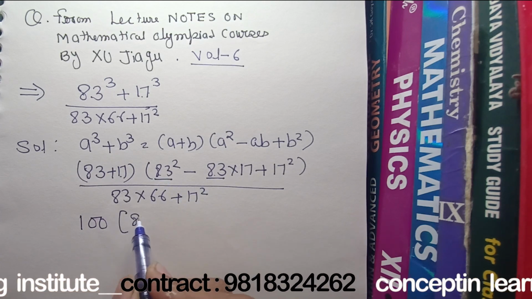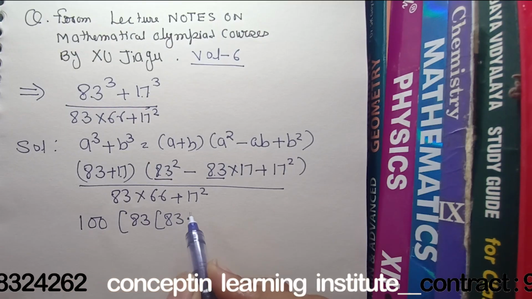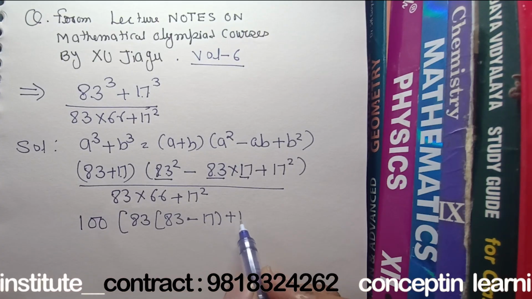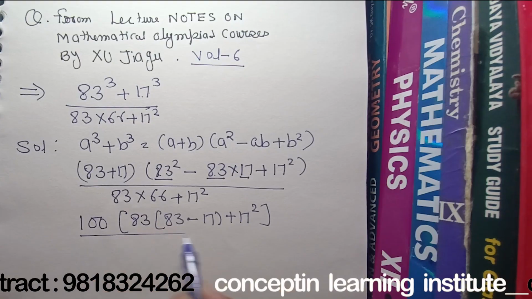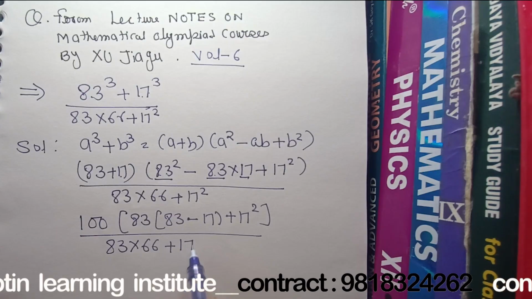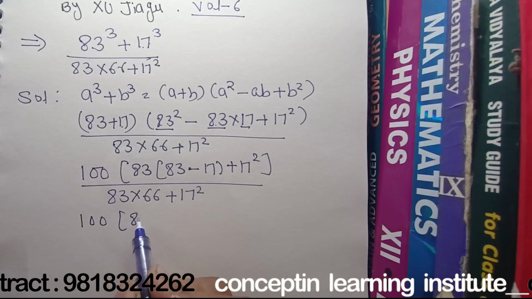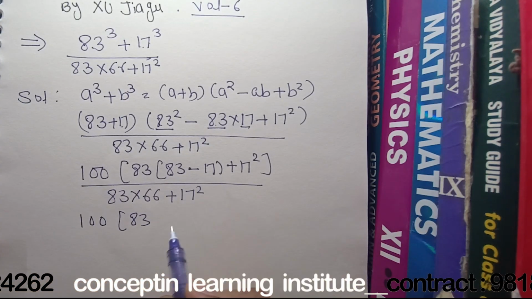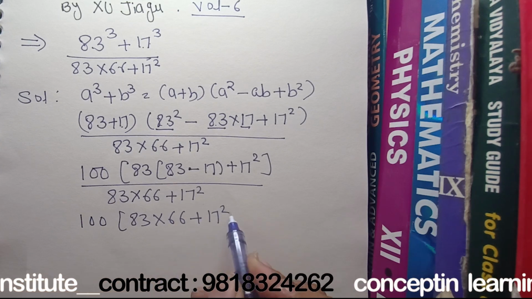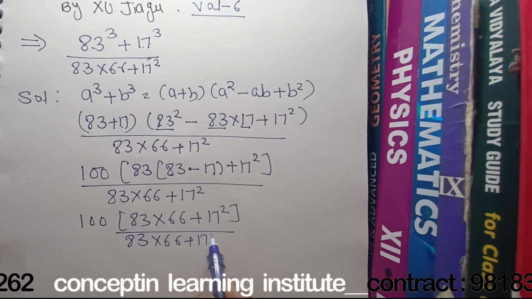Take common, so 83 common will come, this becomes 83 minus 17 plus 17 square. Here, 83 into 66 plus 17 square. On solving, this becomes 100. So 83 minus 17 becomes 66, plus 17 square, upon 83 into 66 plus 17 square.